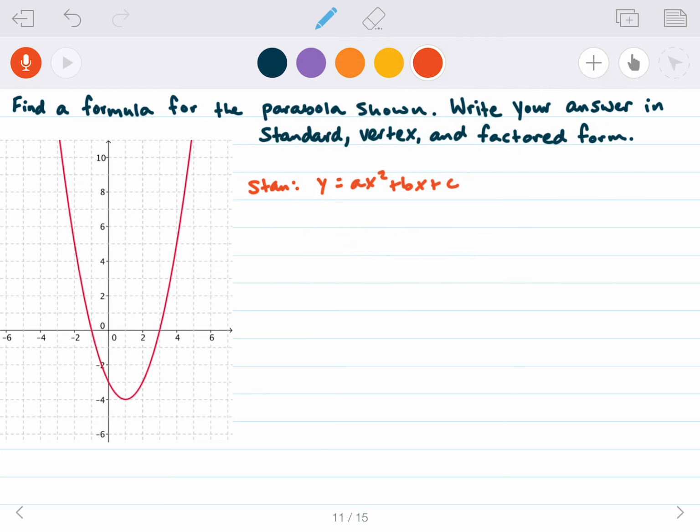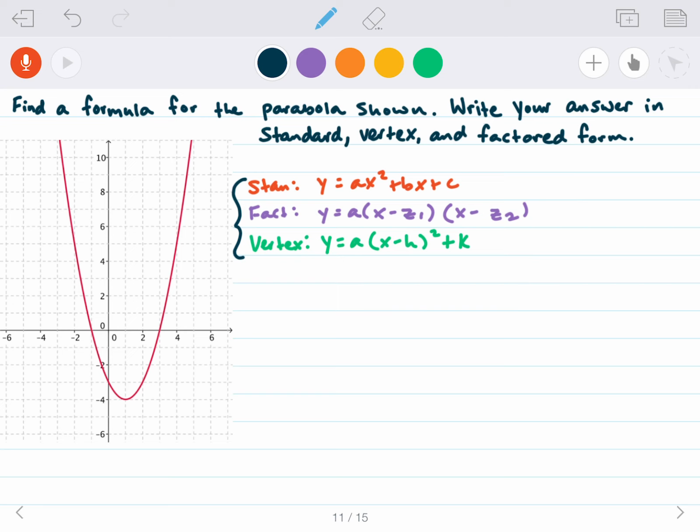And then we had factored, which was y equals a times x minus our first 0 times x minus our second 0. And our third and final form that we learned was vertex. Vertex was y equals a times x minus h squared plus k, where h comma k is the vertex. So we want our answers in each of these forms.